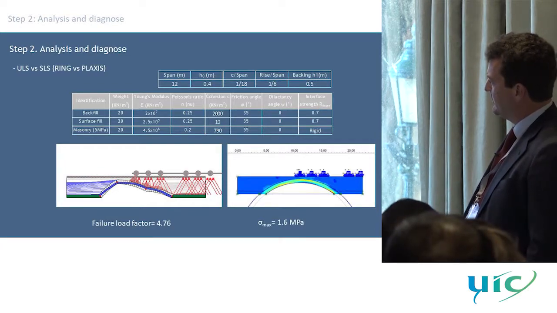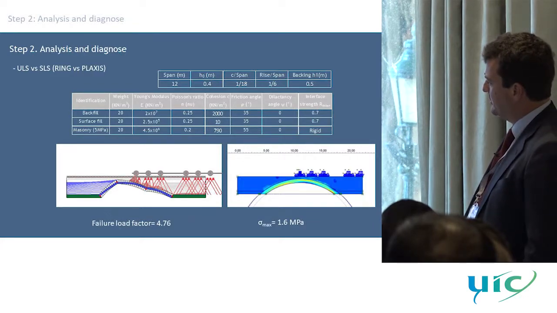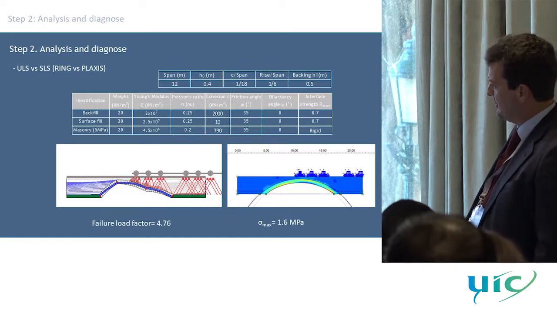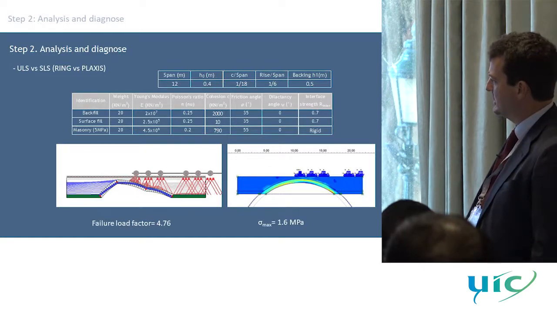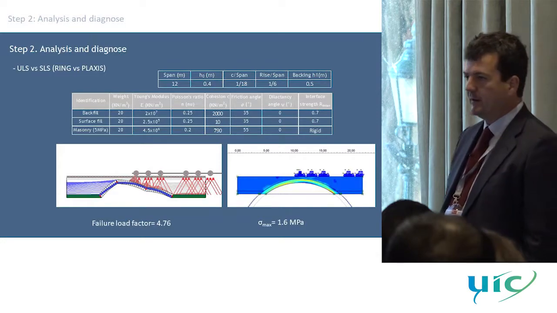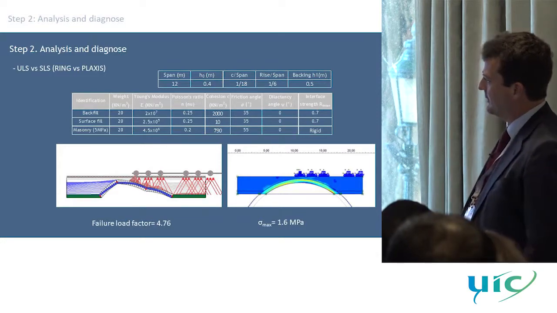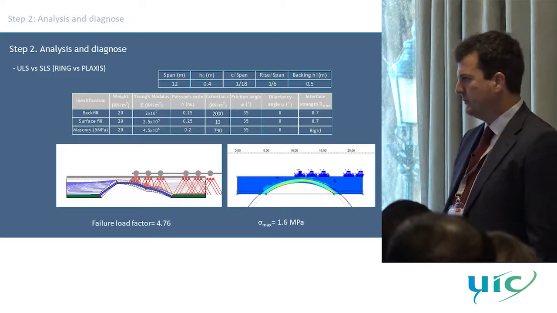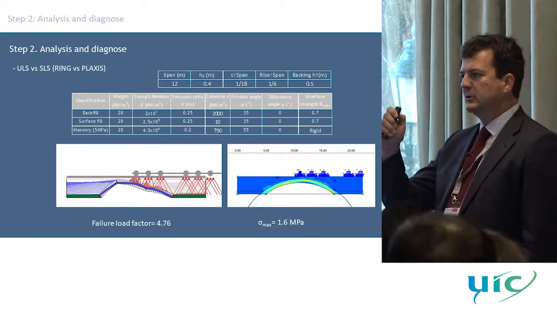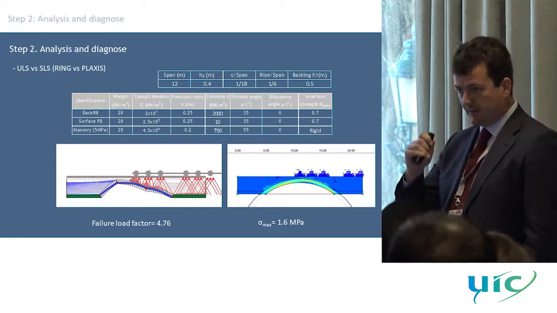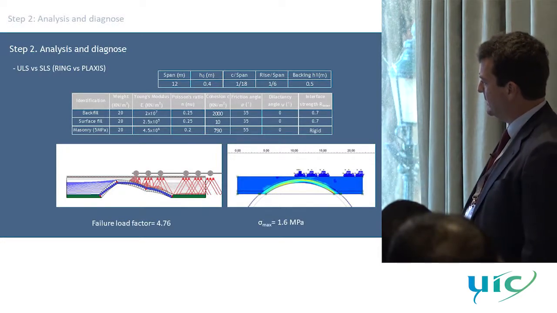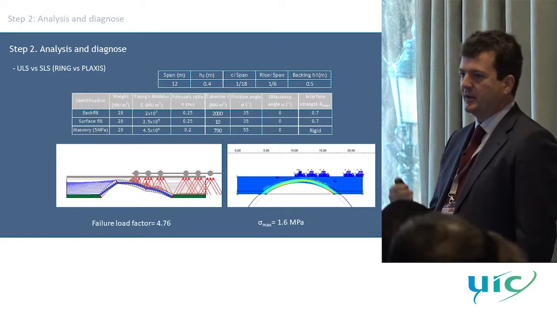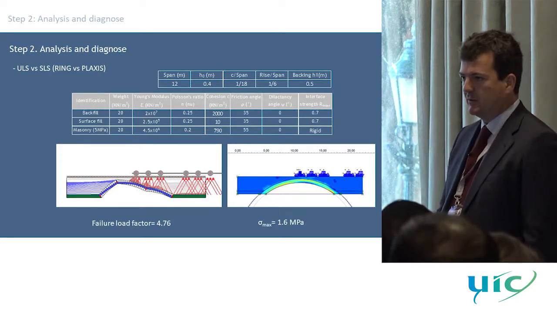For example, if this is a service analysis of a bridge, and the maximum stress that we have in the springing is 1.6 megapascal. If you do a ring analysis with the same values, you have a failure load factor, a safety factor of 4.76. So this is related to what Matthew has said: are ultimate limit state and permissible limit state related? Can we relate this to this in order to fix which are the safety factors for service loading?